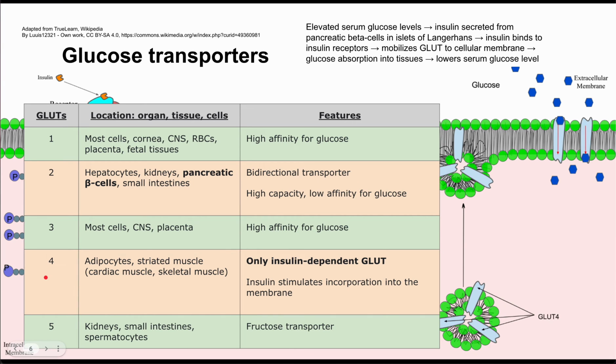GLUT4 is the one we saw in the background image. It's found in striated muscle, like cardiac muscle and skeletal muscle, as we said, and also found in fat cells or adipocytes. This one is the only insulin-dependent glucose transporter, as we saw in the background image, and insulin stimulates the incorporation into the membrane, as we saw. Lastly, GLUT5 is found in kidneys, small intestines, and spermatocytes, and this one specifically is a fructose transporter.